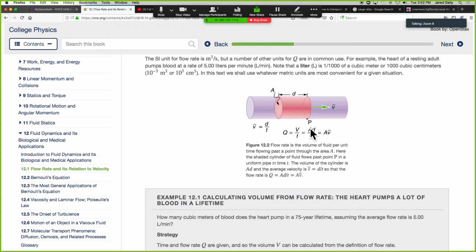Q is equal to A times d over time. Well, distance over time is velocity. So we can replace the distance divided by time with the average speed or velocity of the fluid through the tube. So now we have a very simple way to calculate the flow. It's the cross-sectional area of the tube times the speed of the fluid through the tube. And you're done. Right?